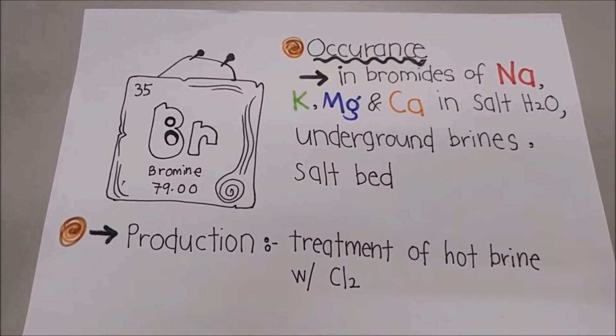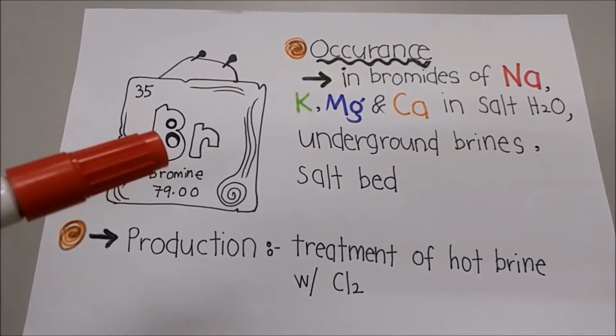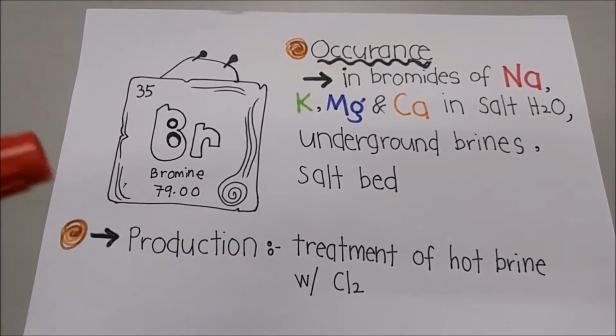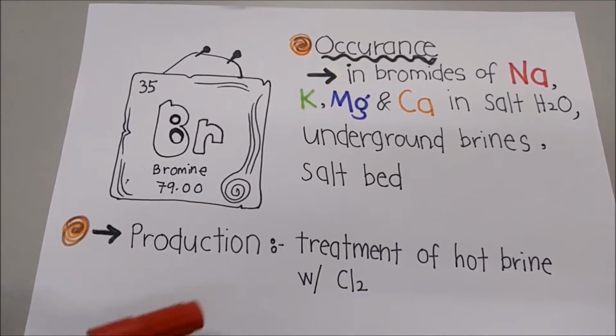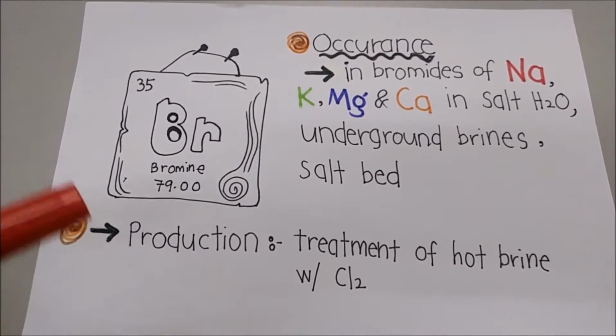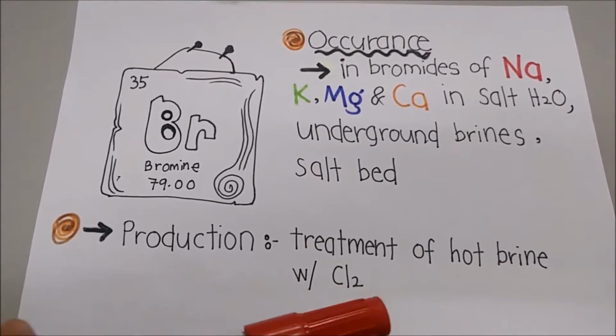Bromine occurs mainly in bromides of sodium, potassium, magnesium, and calcium in salt water, and also in underground brines or salt beds. The production of bromine can be done by treating hot brine with chlorine.